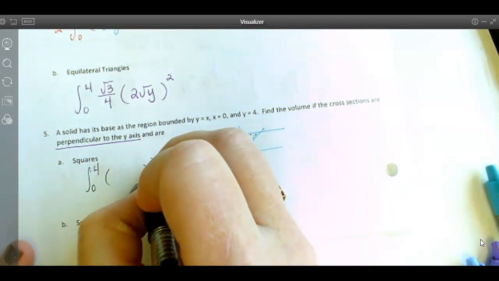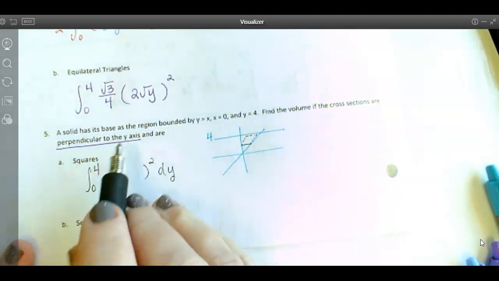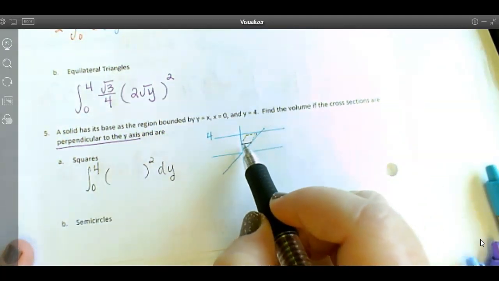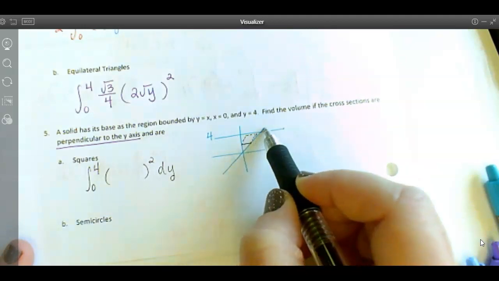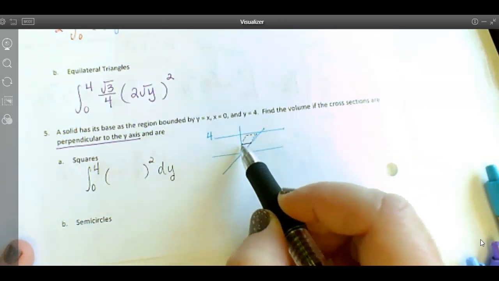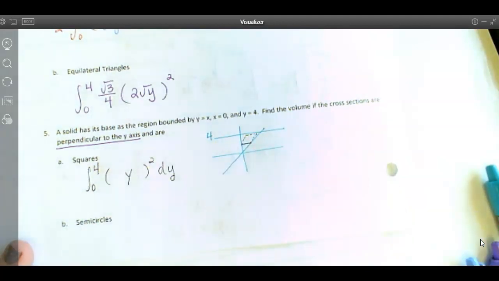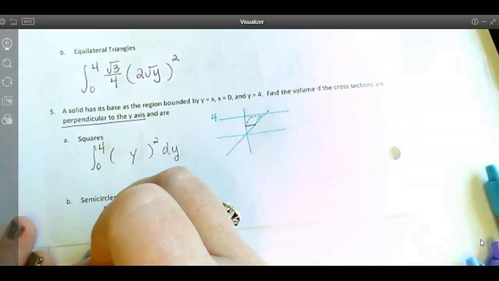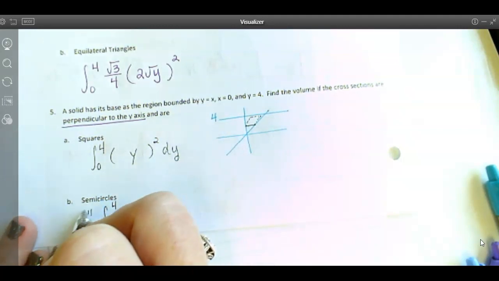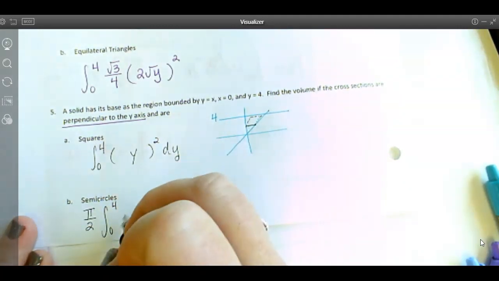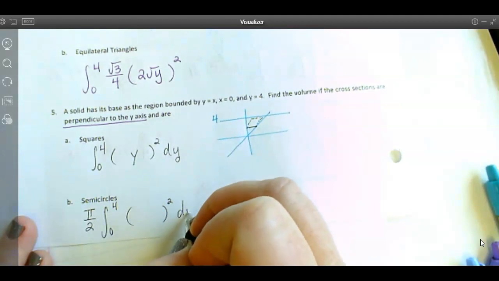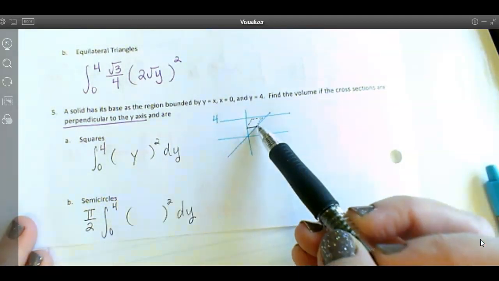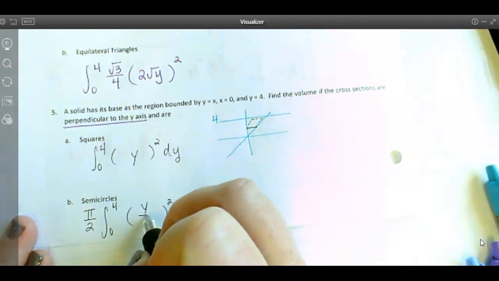And I just need the length of a side squared. And it's in y's because it's perpendicular to y. So I just need the length of this side. This is on x equals y, and then that's just on 0. So we're using y, so that would just be a y. And then if I do semicircles, I know it's a pi over 2 on the outside, and whatever the radius is, and the radius is half of that y, so y over 2.